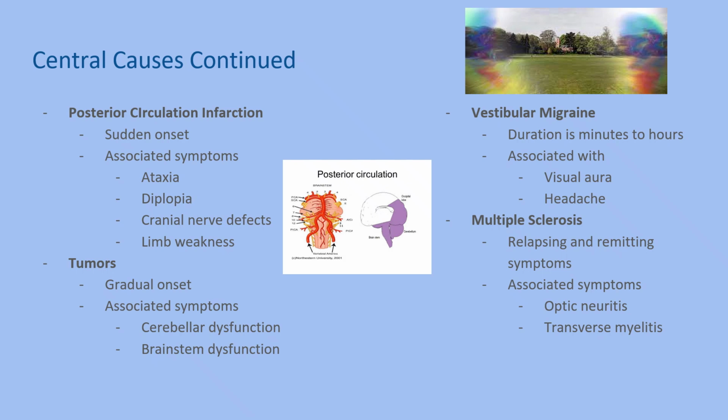Vestibular migraines can cause vertigo. The episodes last 4 minutes to hours. Vestibular migraines can also cause visual auras, like in the picture above, and headaches.